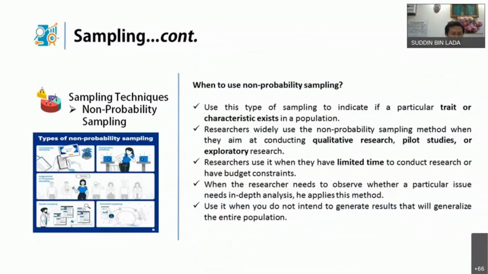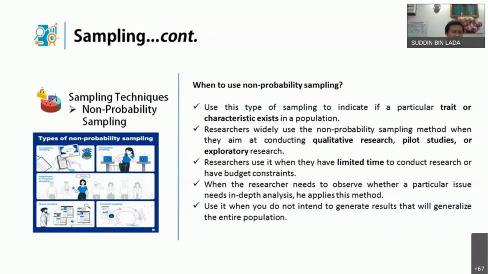Right? Then move on. The popular question says when to use non-probability sampling. And number 1, use this type of sampling to indicate if a particular trait or characteristic exists in a population. Let's say my example just now, the student satisfaction in UMS, we know the characteristics and the traits of students, Malaysian students, for instance, or international students. We know them already, almost similar. So we can use convenience sampling or non-probability sampling.